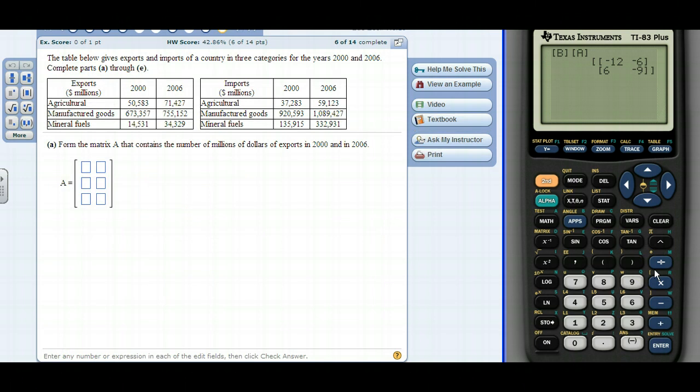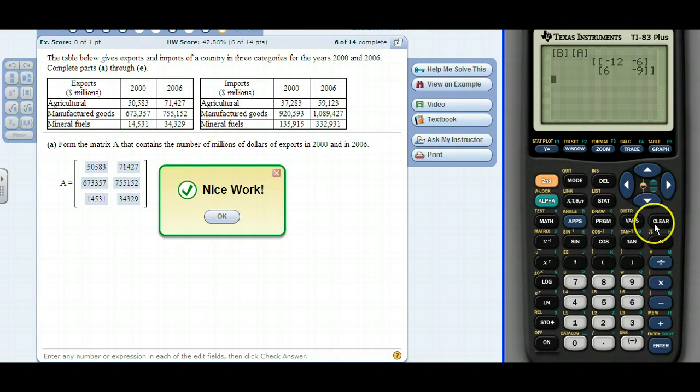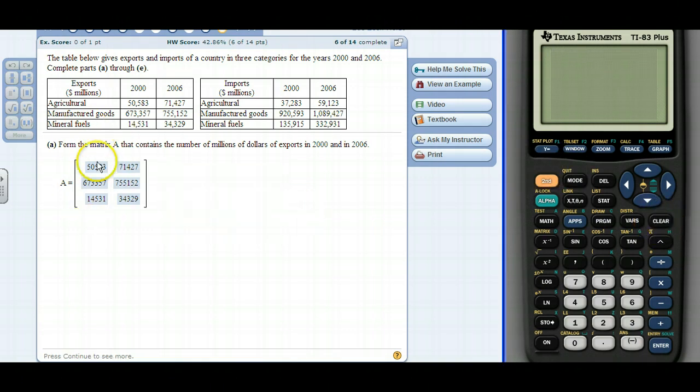Alright, word problem. So both of these two tables, one gives exports, one gives imports. They want us to complete parts A through E from the matrix A that contains a number of millions of dollars of exports in 2000 and 2006. So basically it's just saying put these numbers in these columns. Alright, so we put them all in there, and that's all it's wanting. Okay, it's just wanting us to form the matrix of imports, or sorry, exports.